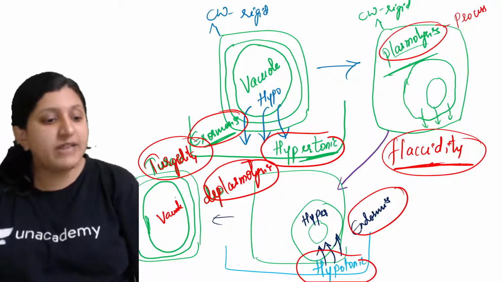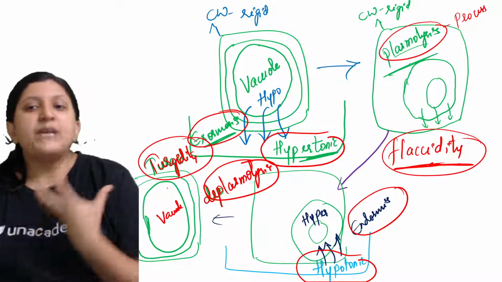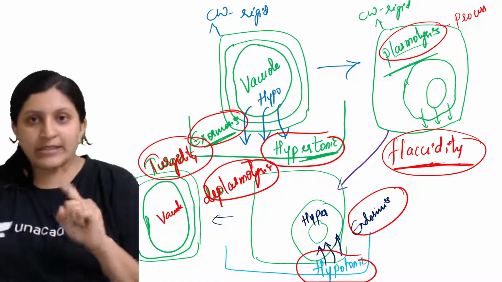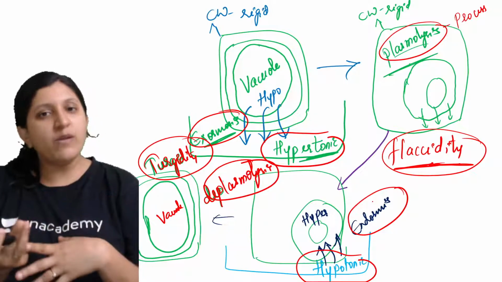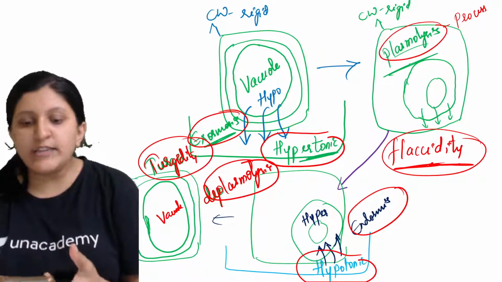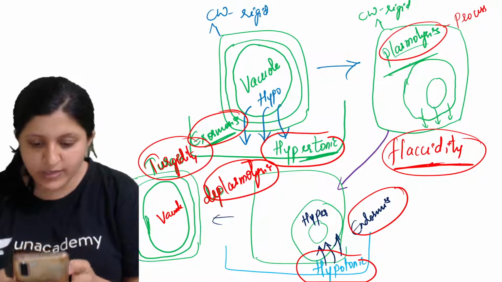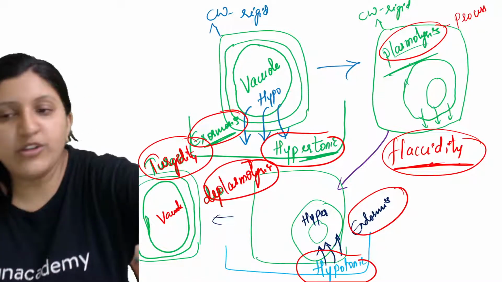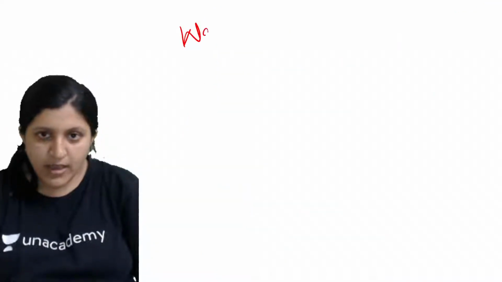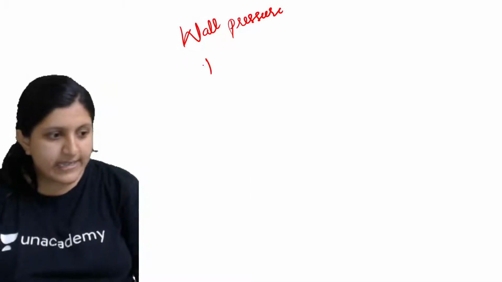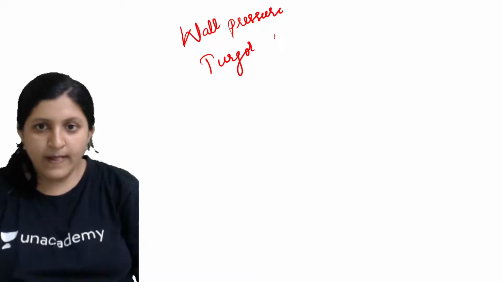Now this cell is turgid, and because of its turgidity it has regained its shape. And now we'll see what exactly is wall pressure and what exactly is turgor pressure. I hope the flaccidity, the turgidity, all these terms are clear. Any doubt in this? Okay, so now let's have a look at what exactly is wall pressure and turgor pressure. So this is basically wall pressure, we'll see, and then there is turgor pressure that we need to see.